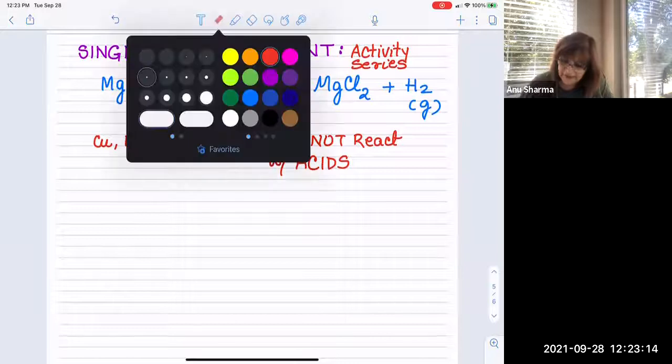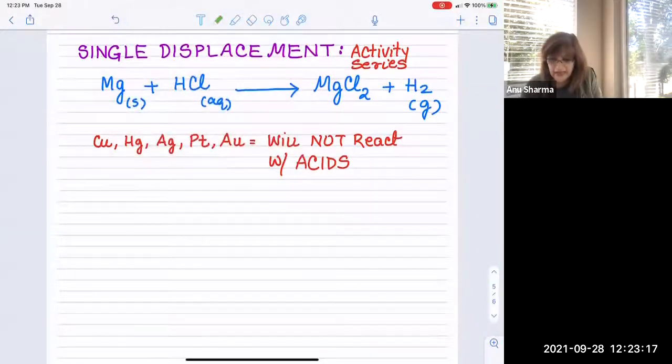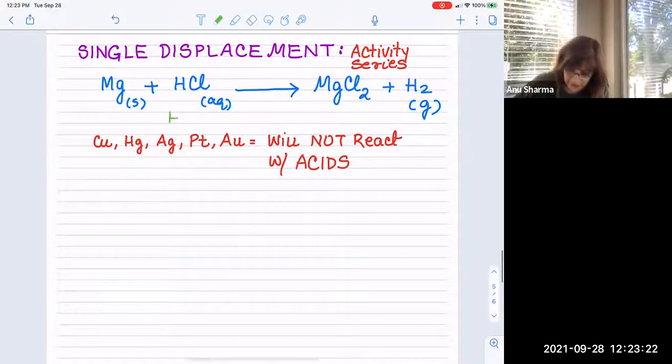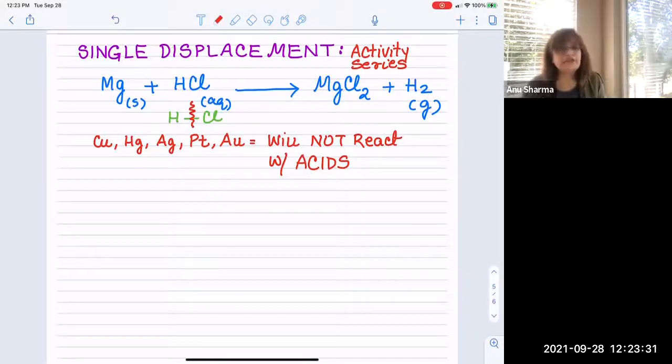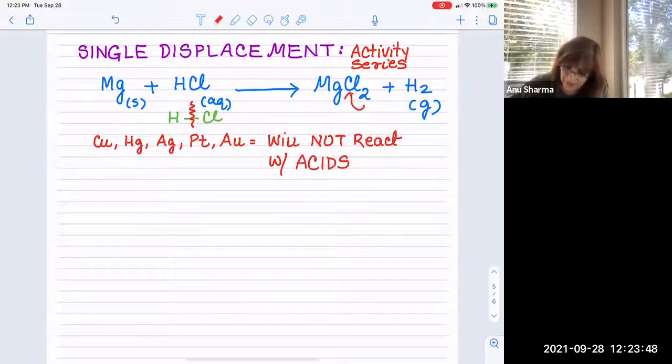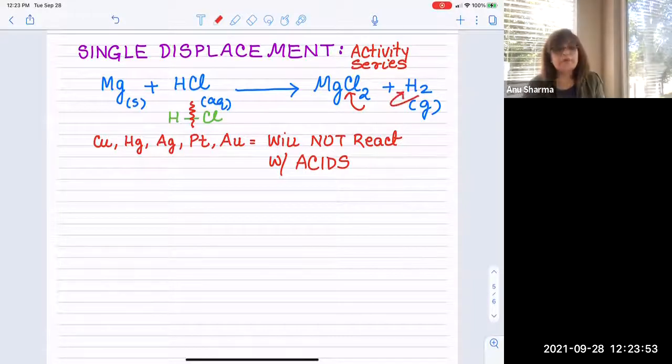So here we have magnesium reacting with HCl. It breaks the bond between hydrogen and chlorine, because magnesium is above hydrogen in the activity series. In other words, magnesium will react with acids. When it replaces the hydrogen, the chlorine reacts with magnesium to produce magnesium chloride. But keep in mind that this 2 applies only to chlorine, and this 2 applies to hydrogen.